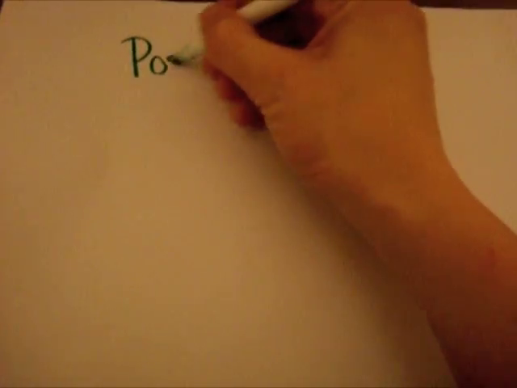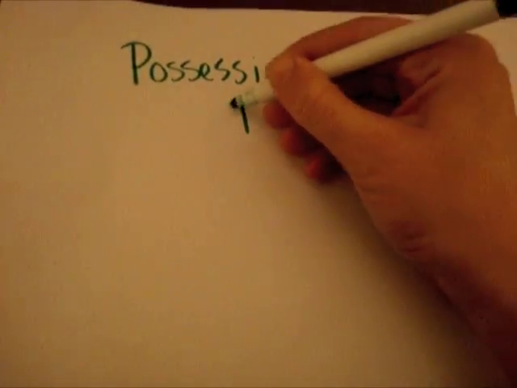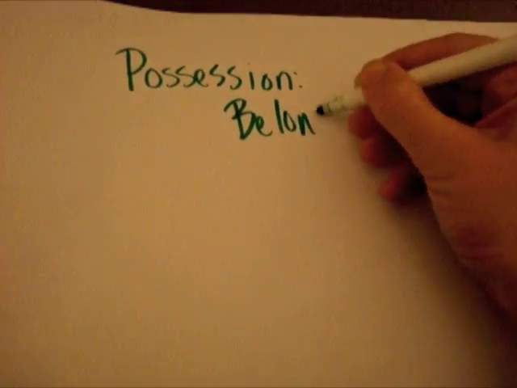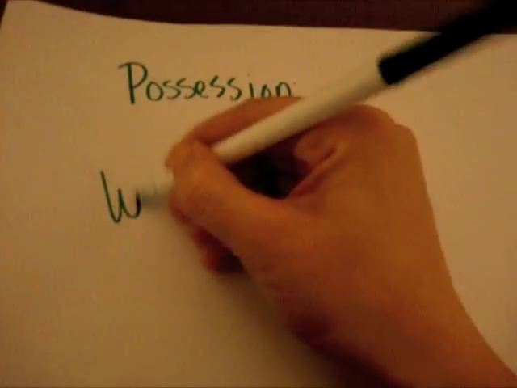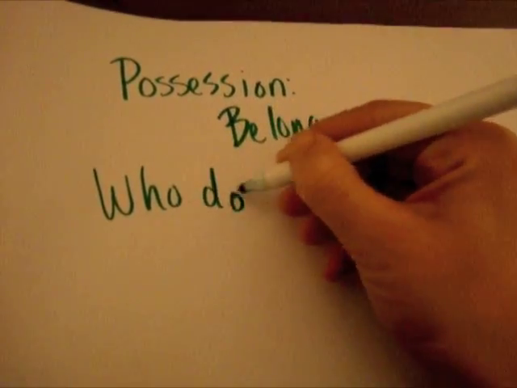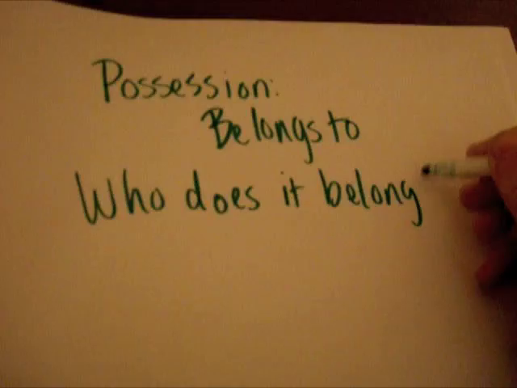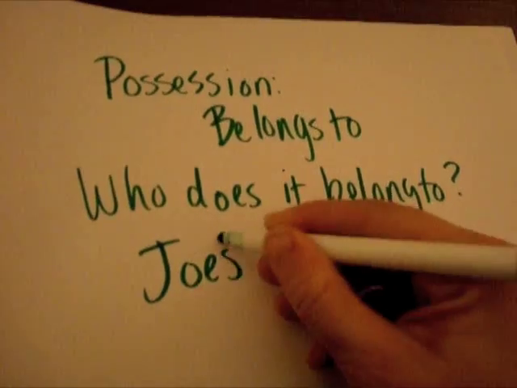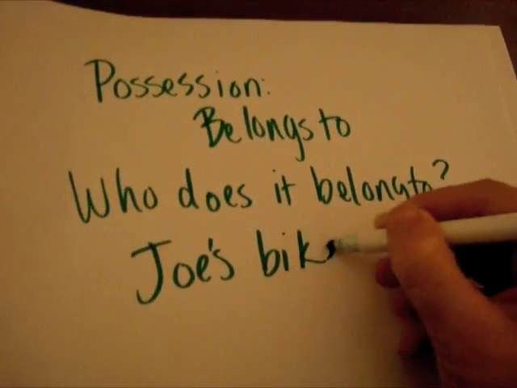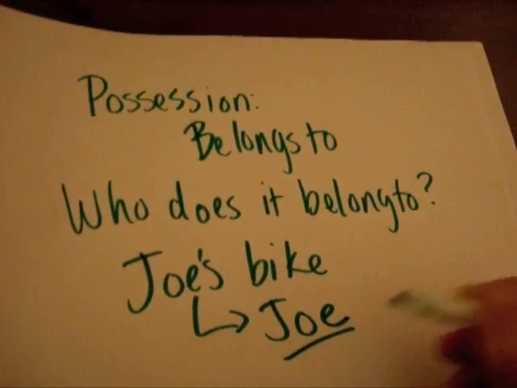Last week, when we were talking about apostrophes, one of the issues that came up was possession, otherwise known as belonging to. When I ask you about possession, I might say, who does it belong to? I'm looking for what gets the possessive apostrophe S. So it's Joe's bike. The bike belongs to Joe.